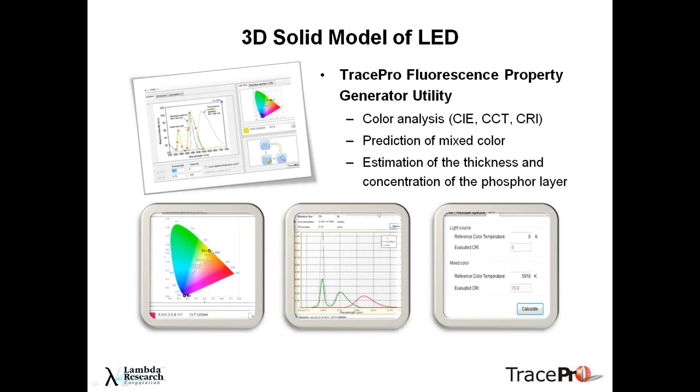And from this, we can get some color analysis: CIE color coordinates, CCT, correlated color temperature, or CRI, color rendering index, which is a measure of how accurate the source is compared to some standard. We can also get a prediction of the mixed color. So we have some of the blue light leaking through as well as some of the light from the phosphor. What's the resulting color going to be? And if we're aiming for a particular color temperature, we can also get an estimation of the thickness and the concentration of the phosphor layer that we'll need.